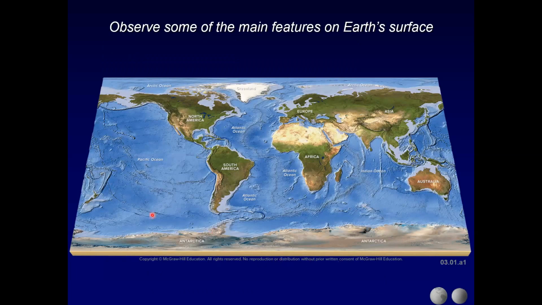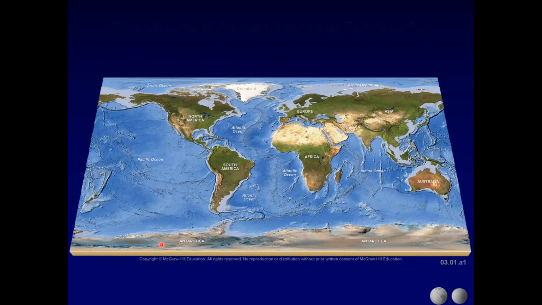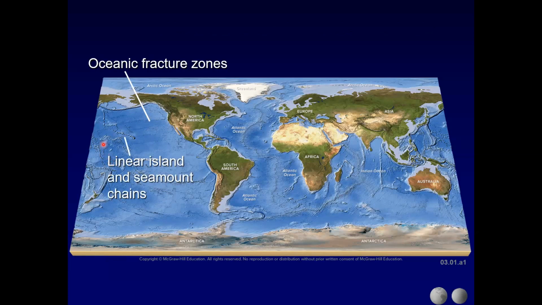We can see some of the main features on a whole here. Remember the oceanic fracture zones that we pointed out near the Pacific Northwest? In this area, we have linear island and seamount chains. That's raised area. Some of them are sticking out of the ocean. That would be the Hawaiian Islands. A lot of them are below the surface of the ocean.